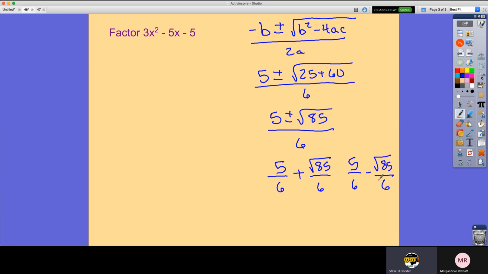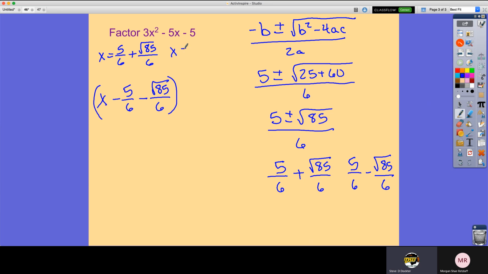All right. So then that's what x equals, right? So then we just have to get the factors from there. We set this first one equal to 0. We're going to have to subtract the 5/6 over and subtract the square root of 85 over 6. And that's the first factor.